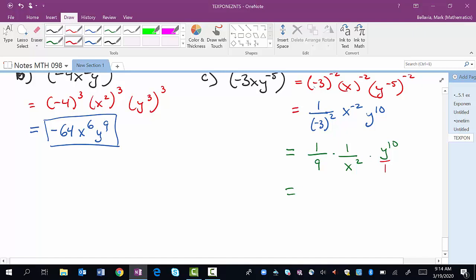So how do you multiply fractions? Straight across the numerators, straight across the denominators. So the way it works is if you have a positive exponent on anything, it's going to be in the numerator because it's always over 1. So we got 1 times y to the 10th is y to the 10th. Down here we have 9 times x squared times 1 is just 9x squared. And now we have all positive exponents. We've simplified completely.